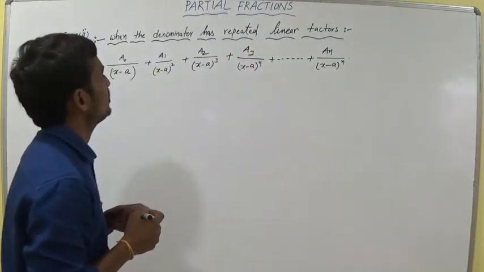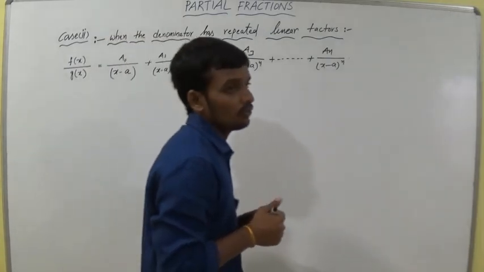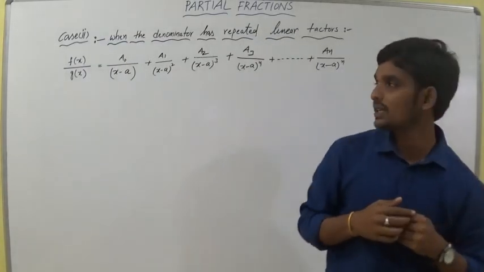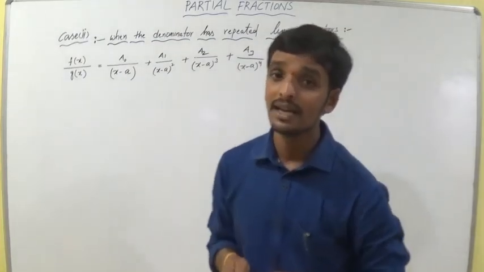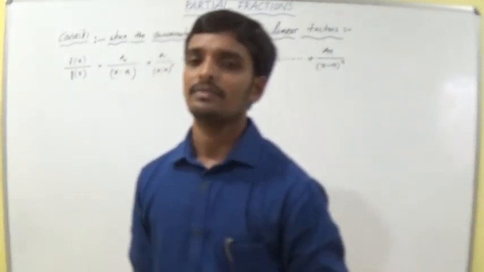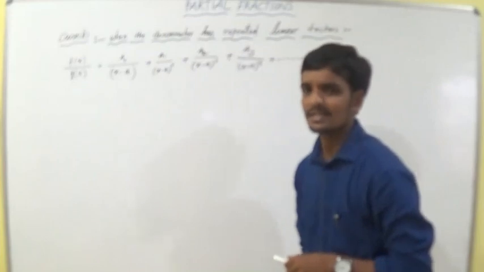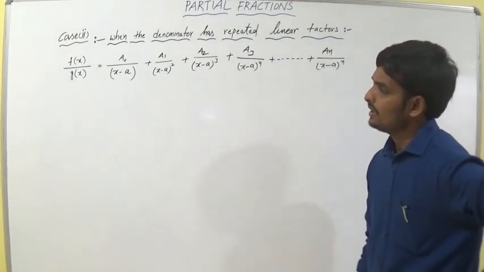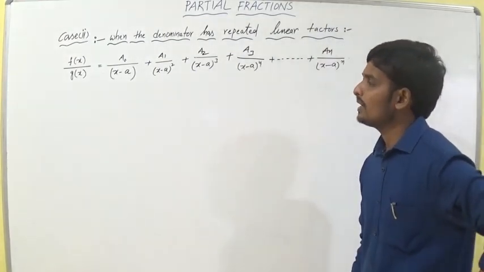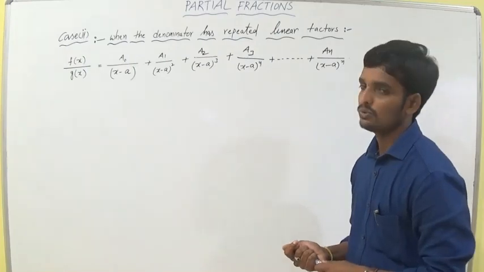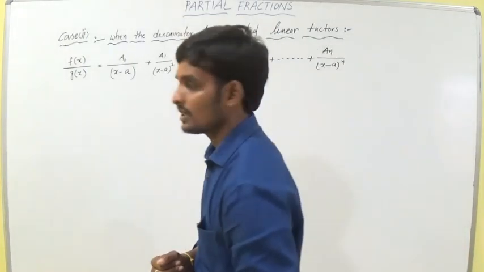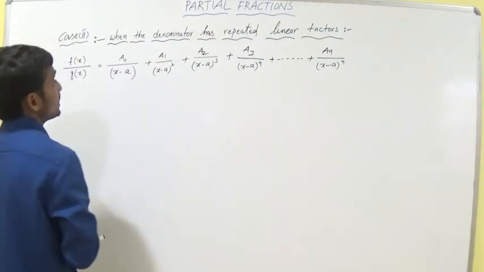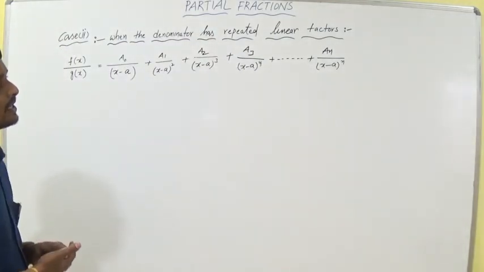a0, a1, a2, a3 and so on, an. What are these? They are real numbers. We have already discussed this thing. a0 by ax plus b, a1 by a1x plus b1, a2 by a2x plus b2, something like that. Have you understood? So this is the method for case 2: the denominator has repeated linear factors.